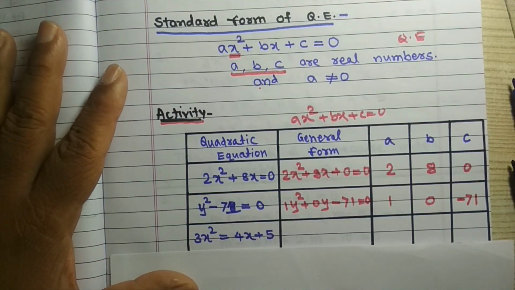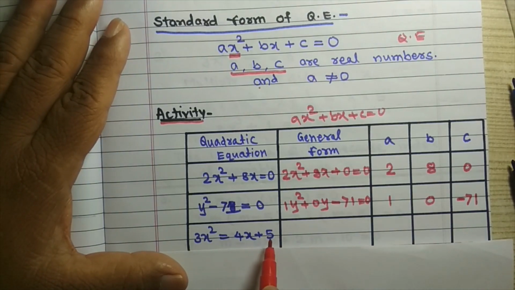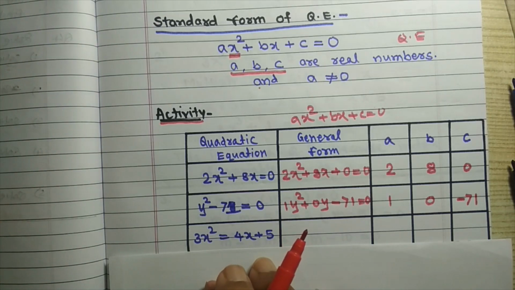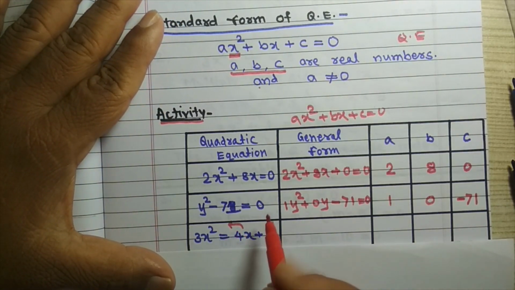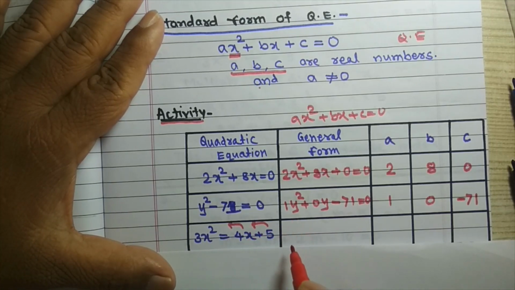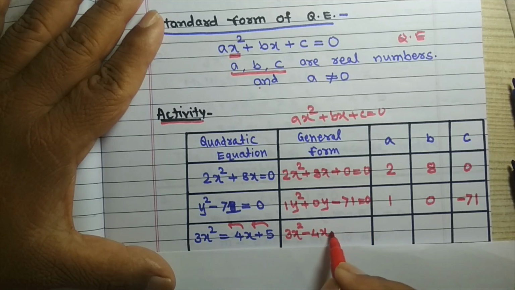Third example, 3x square is equal to 4x plus 5. Some terms are given on the right side of the equality, so we have to take them to the left side. We take 4x to the left side and 5 also to the left side. Therefore this equation becomes 3x square minus 4x, because plus 4x goes to the left side and becomes minus 4x, and plus 5 becomes minus 5, is equal to 0.